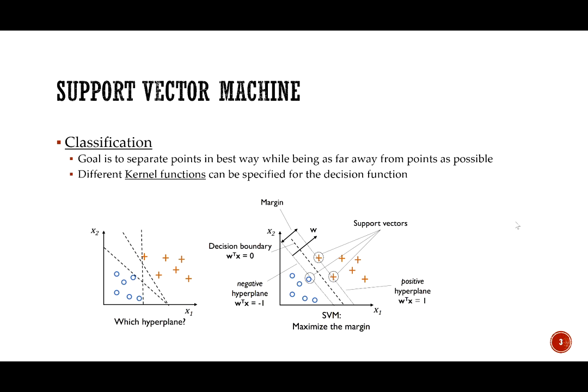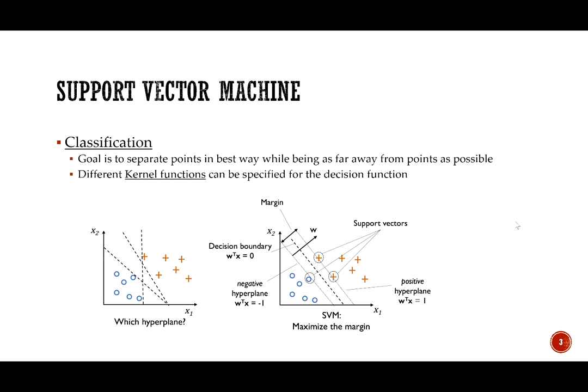To answer this, we can apply support vector machine, which maximizes the margin. The concept behind support vector machine is illustrated on the right-hand side figure. So we have two data sets. We want to separate them the best way. To do that, we define a margin, which is the distance between the negative hyperplane and the positive hyperplane.